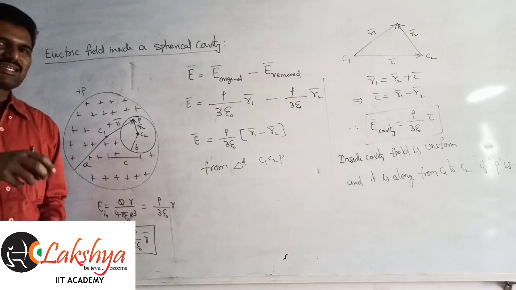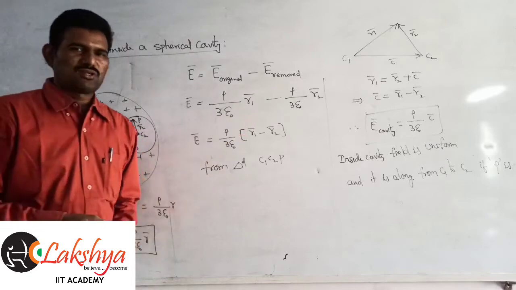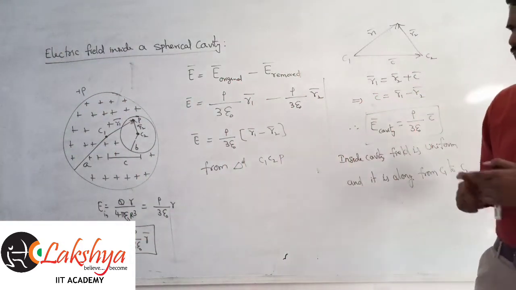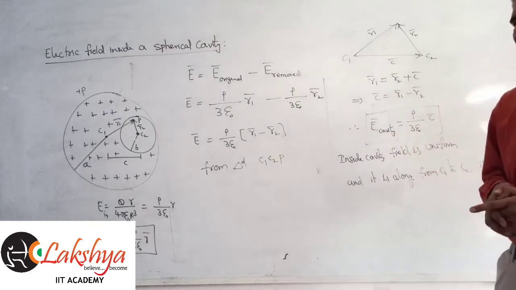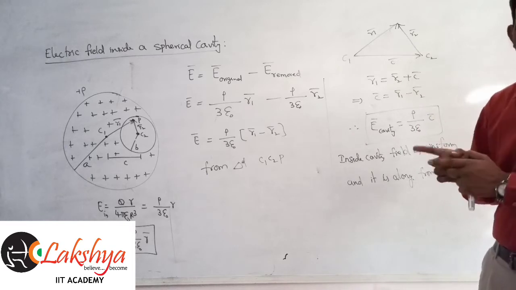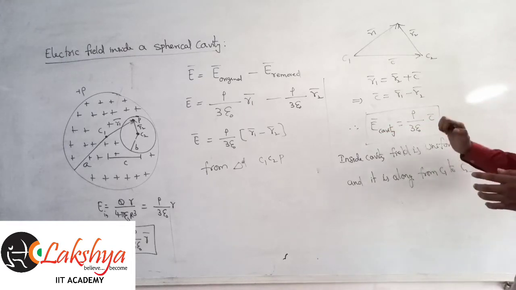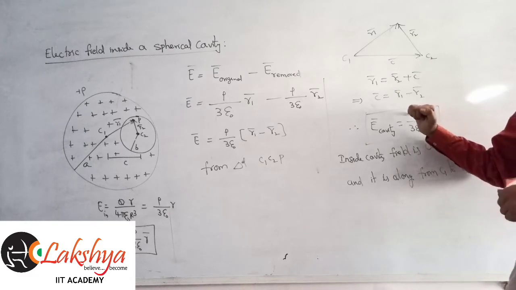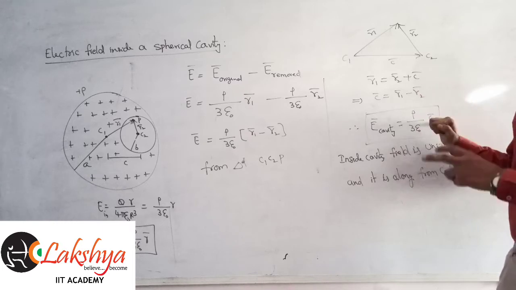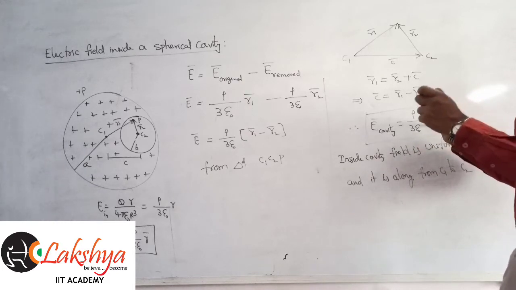Important calculation, and you need to remember that formula, rho by 3 epsilon naught. You need to remember that it does not depend on the radius of C2 or the radius of C1. It only depends on the distance between those two centers, that means it only depends on the C value here, and the charge density, which will be uniform. So the electric field at any point inside the cavity will be the same, and it only depends on the C value here.